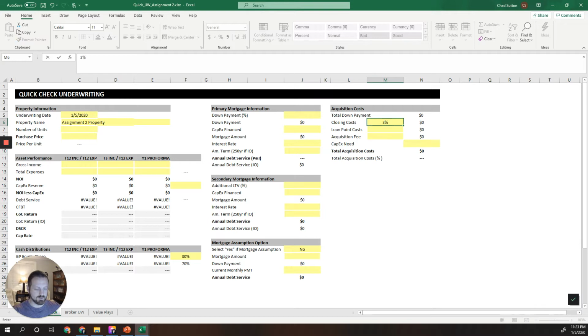So like we said before, 3% closing cost, typically a good assumption. We'll talk about later how this is kind of capped at 150,000 for larger properties, but on smaller properties, like 200 units and below, this is pretty good.